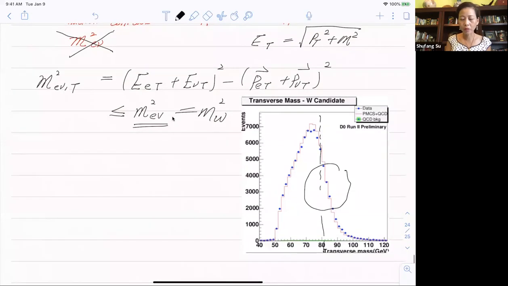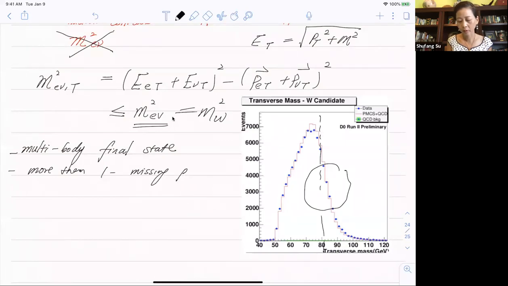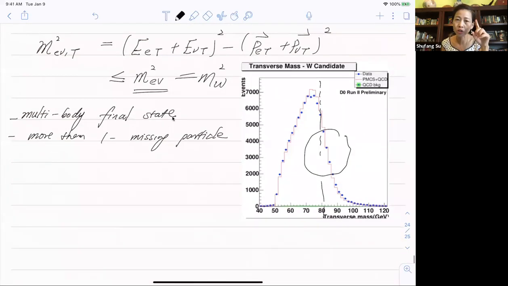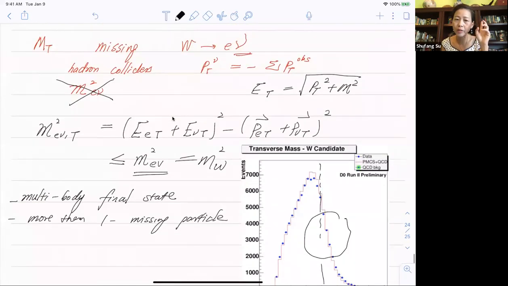Okay, but the two-body final state is really simple. How about multi-body final states? Especially when you have more than one missing particle. So let me give you examples for both, okay? Because for the two-body final state, you have a unique way to define what the transverse mass is. Okay, there's no other way around. That's basically the only way.